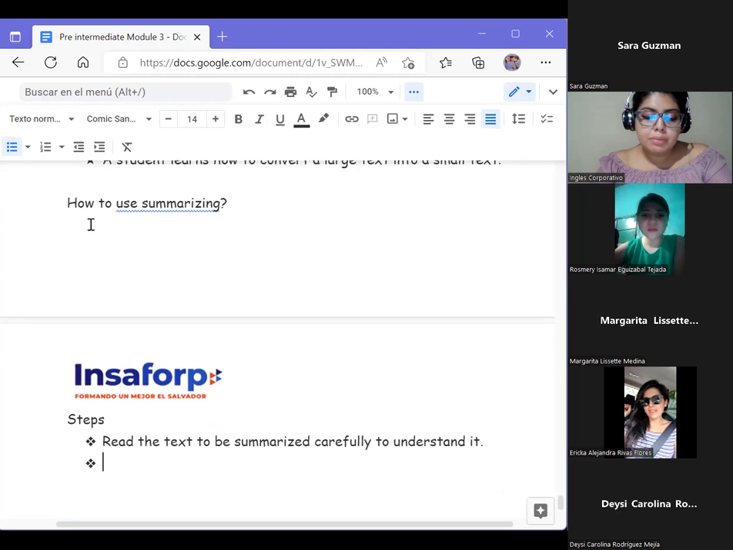Then we need to keep in mind the purpose of the text by reviewing specific questions such as, what was the author's purpose for writing this text? What is the student's purpose for summarizing? Is the student summarizing to support his or her points? Is the student trying to criticize the text through summarizing before collecting the main ideas?